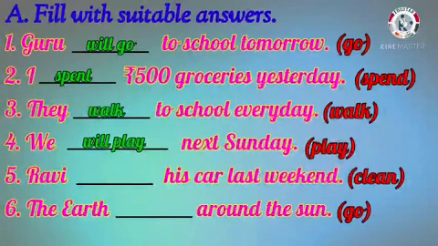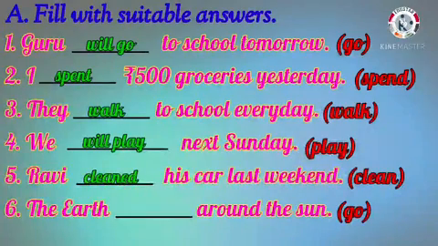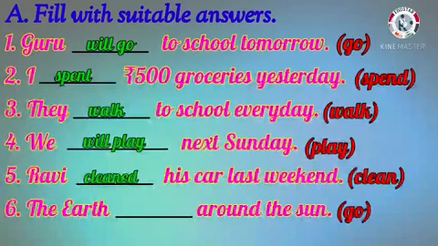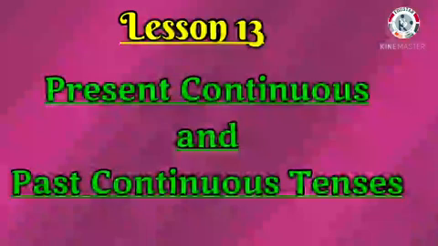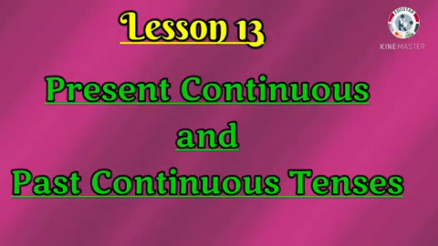5. Ravi dashed his car last weekend. Inside the bracket clean is there. This word last weekend represents the past form, so fill using cleaned. 6. The earth dash around the sun. Here in bracket go is there. This sentence is in the present form because this sentence indicates a universal truth. So fill using goes.